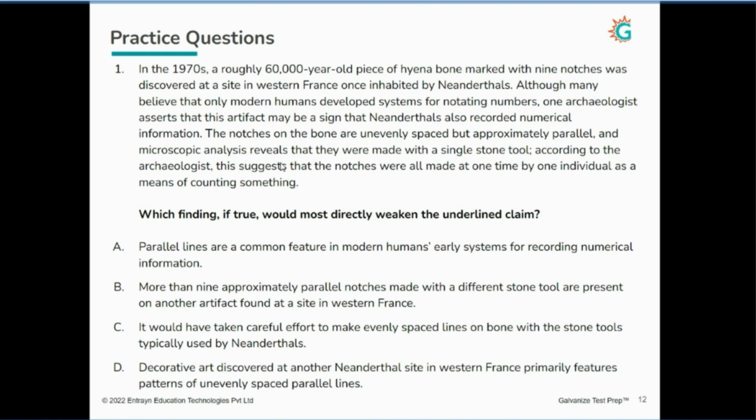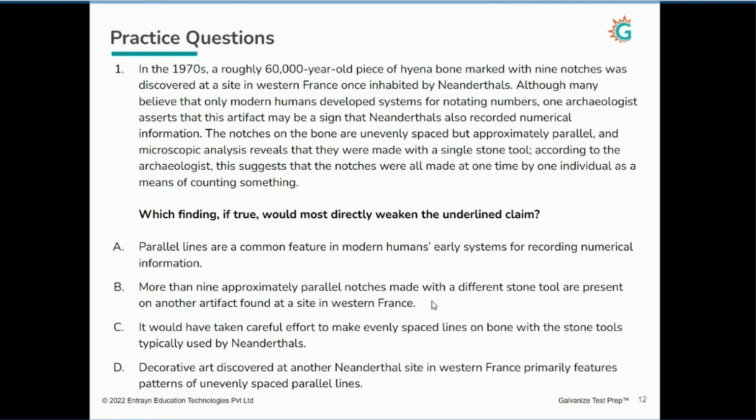Okay, so aren't you looking for something that would weaken the claim? Sorry, I read it wrong. I thought it said the notches were evenly spaced in the text. Oh, then it's D. Density, right? So here it's approximately parallel notches. So these were present on another site as well. That would be quite supporting this claim, right?